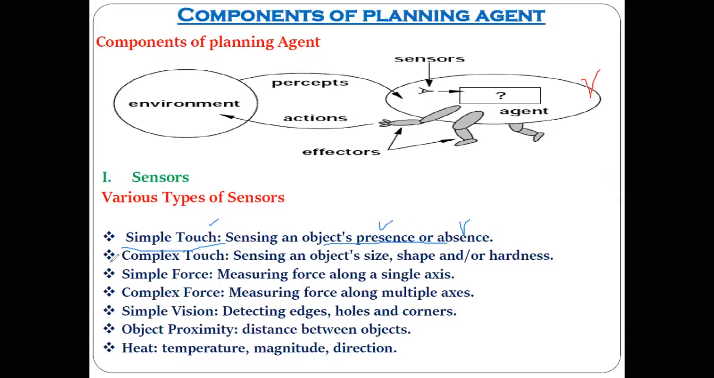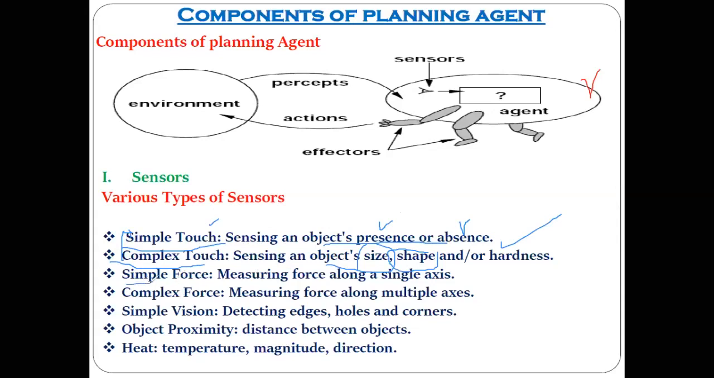In that also, the complex touch is there. Now, what is the difference between the complex touch and the simple touch? A complex touch sensor can give you the idea about the size of that object, the shape of that object, etc. Got the difference between these two? Simple touch simply gives you the idea whether the object is present or not. But complex touch gives you the idea about the size and shape of that particular object. Understood?